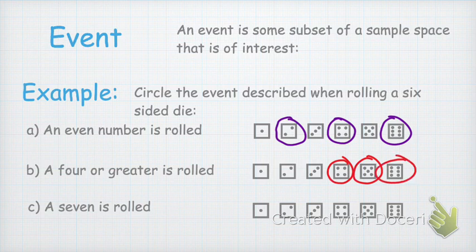Or we roll a 7. If we are just rolling 1 dice, then it's impossible to roll a 7, and so the event space doesn't contain any items in it.